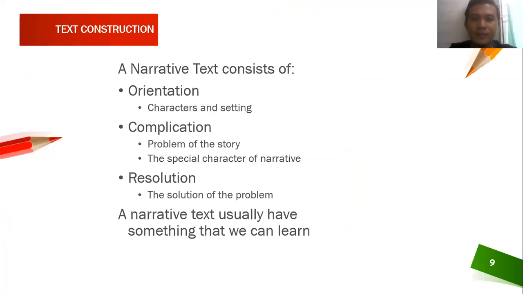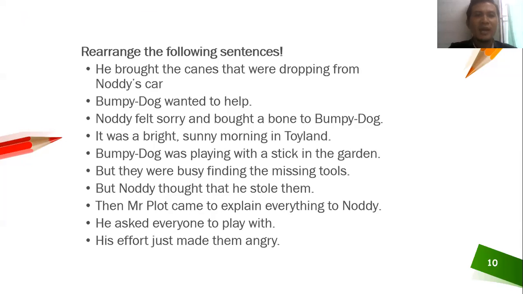Okay. So just want to remind you once again, narrative text consists of orientation, complication, and resolution. A narrative text usually have something that we can learn, or what we call a moral story. At the end, we will find what is the moral story or the value of the story. Okay, now before we close the presentation today, can you arrange this following sentence? This sentence is jumble sentence, jumble paragraph, nggak beraturan. So you have to put in the right order.